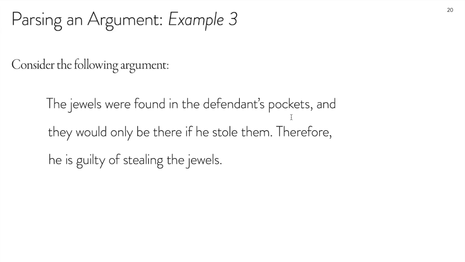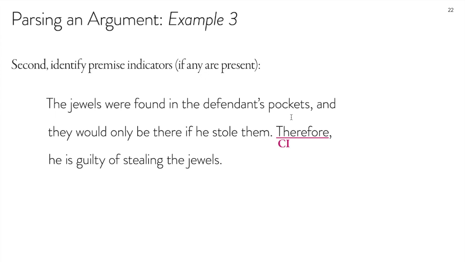Example 3. The jewels were found in the defendant's pocket and they would only be there if he stole them. Therefore, he is guilty of stealing the jewels. So let's again see if we can find any indicator words. We'll start with the conclusion indicators. And I told you I like that word therefore. Man, my writing's so predictable. So we can underline and mark that as a conclusion indicator. That's very helpful. No premise indicators. I'm being pretty mean. No premise indicators. So nothing to circle for that.